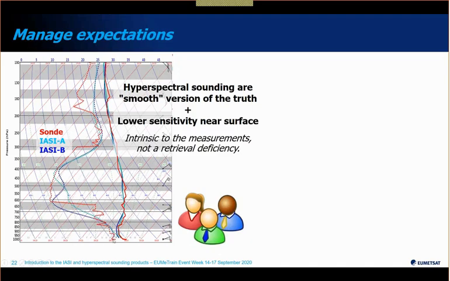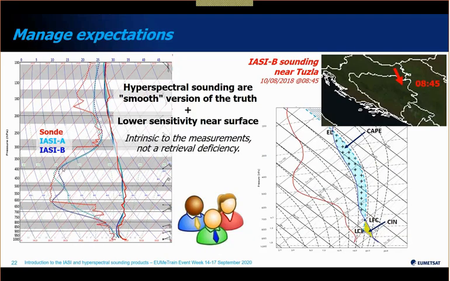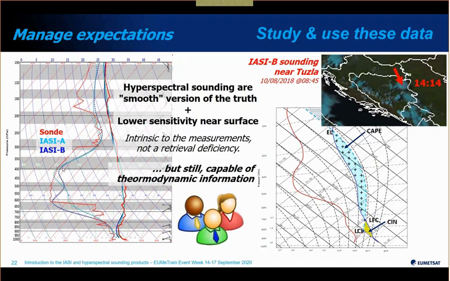So here is an illustration of a sonde profile in red, where you can see a number of fine vertical scale structures. And the corresponding retrieved profiles from IASI A and B are in the 2 shades of blue. So broadly, we capture the inflections, we capture the main structures, but we are smoother. Okay. So in fact, the hyperspectral sounders are a smooth version of the truth, and as I said before, they have a lower sensitivity near surface. That's intrinsic to the measurements, and that's what it is. But still, they are capable of providing useful thermodynamic information, and this is what we are trying to evaluate and to study further with these interactions with the users.